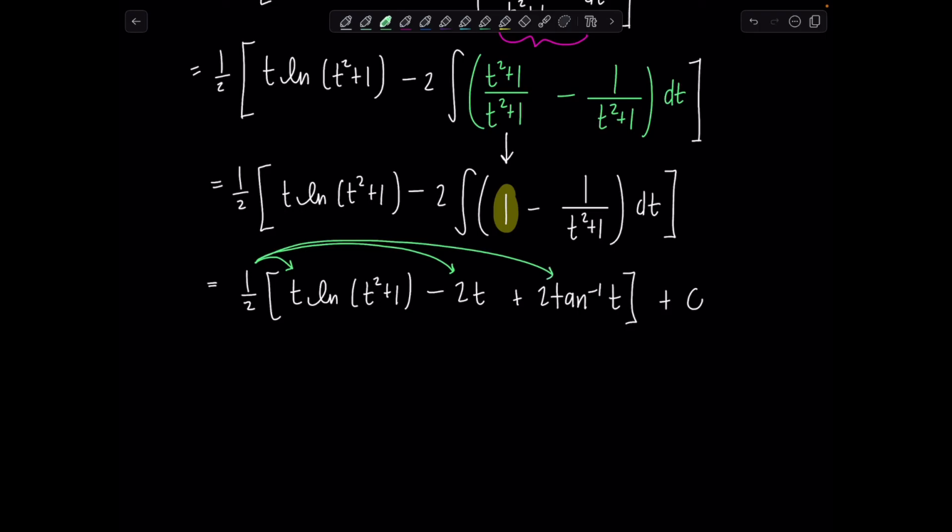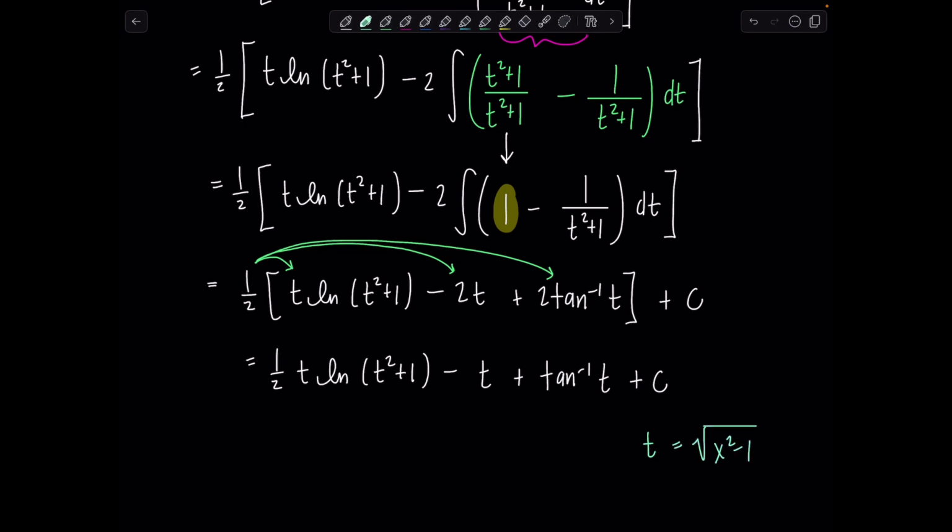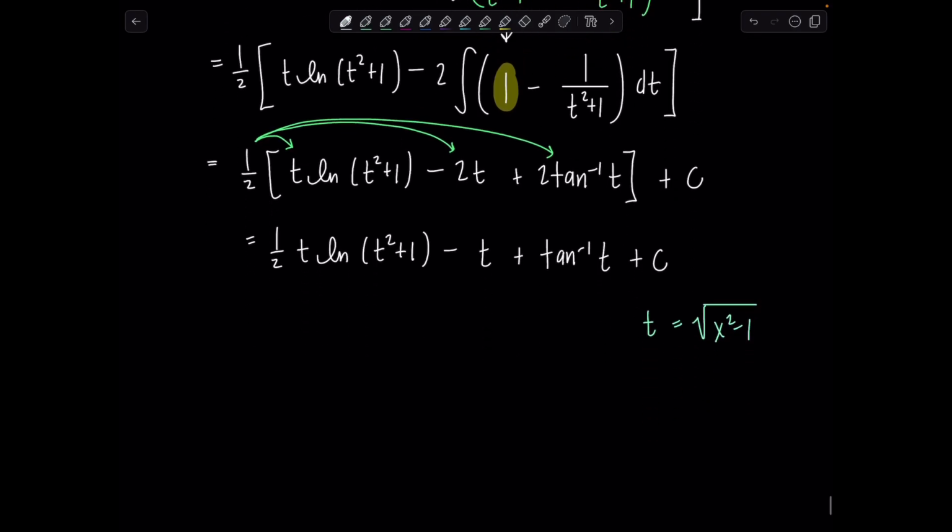Okay? So now all that's left to do is distribute this 1/2 through to all 3 terms, and then I'll go back and replace t with how it was originally defined. So this is 1/2 t natural log of t squared plus 1 minus now just t plus tan inverse of t plus c. And then if you'll remember, I'll write it here, t was equal to the square root of x squared minus 1. Okay? So then now we'll have 1/2 just t, so that'll be the square root of x squared minus 1 natural log of t squared.